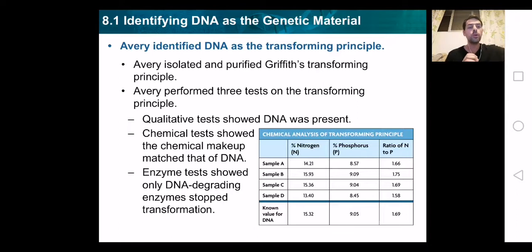This is what you see here in the table. Don't worry, I'm not going to ask you about these numbers and details, but just know that when he did a chemical test, it showed and matched the chemical makeup of the DNA. The third thing, he did an enzyme test. The enzyme test showed that only DNA-degrading enzymes stopped the transforming.